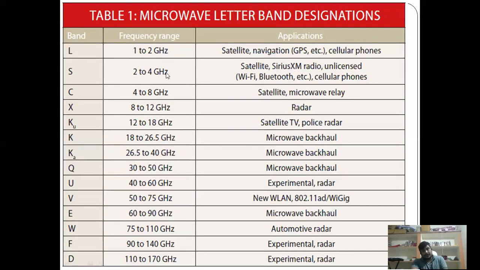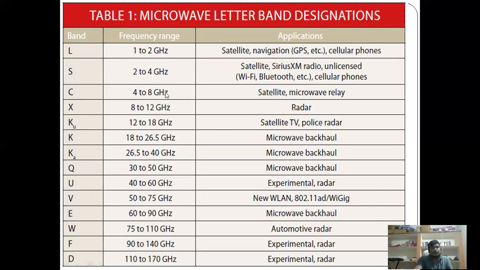S band is 2 to 4 gigahertz. Once again, we are using satellites and an unlicensed band. This unlicensed ISM band, we know, is 2.4 gigahertz. Mostly we are using it for Wi-Fi, Zigbee, Bluetooth, etc. So 2.4 gigahertz is the S band. Then C band is 4 to 8 gigahertz for microwave relay and satellites, and X band is 8 to 12 gigahertz for radar.